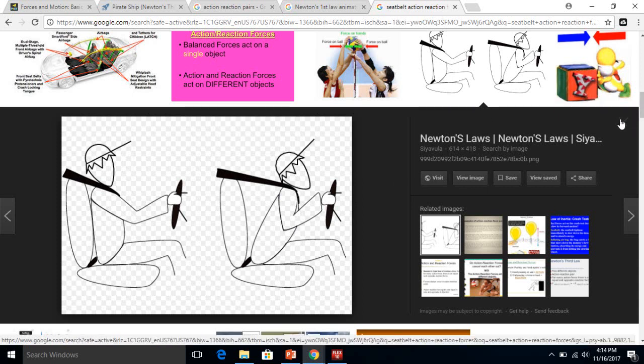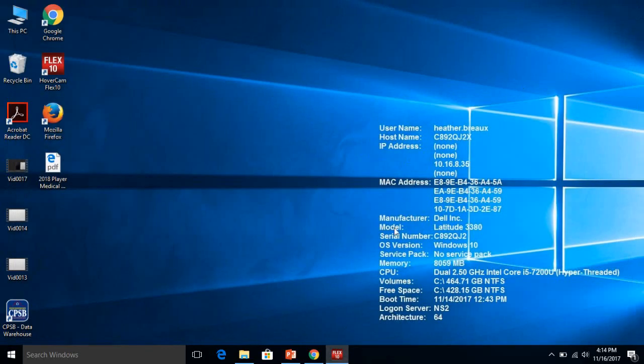So that's a quick overview of Newton's 3 laws of motion.